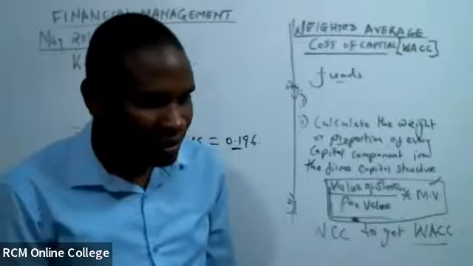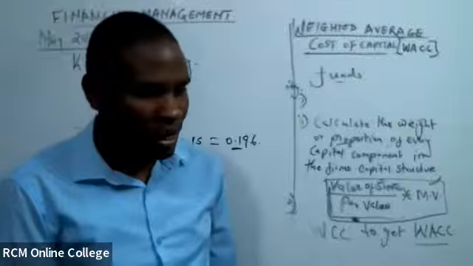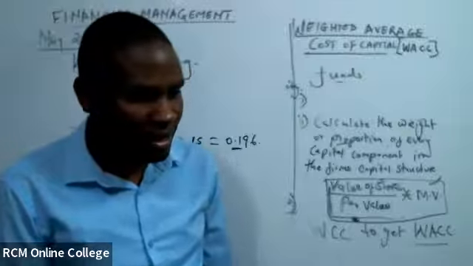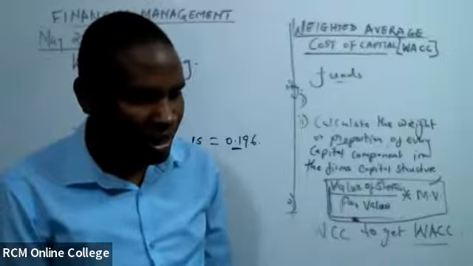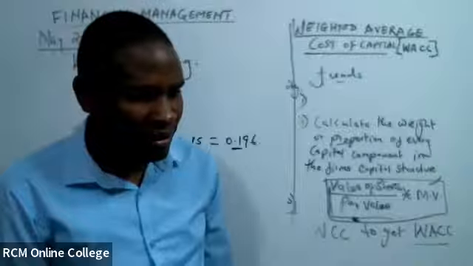D is the current dividend. D0 is the current dividend.